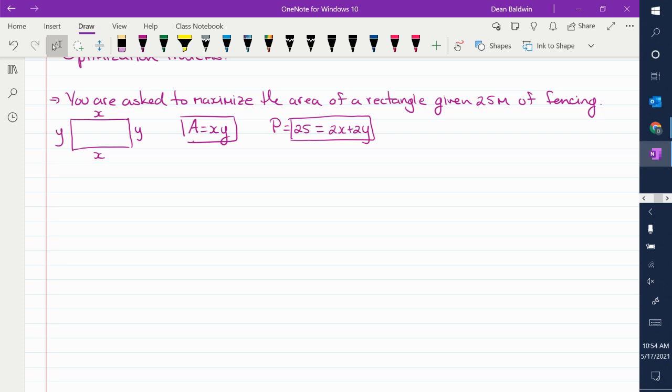However, the area equation has 2 variables in it. We haven't done derivatives of multivariables yet. In fact, we don't do them. I guess we sort of did implicit, but. So I need to get rid of the x or the y. How am I going to do that?